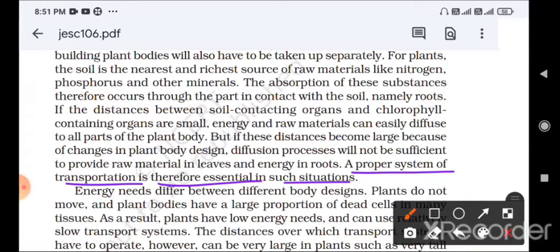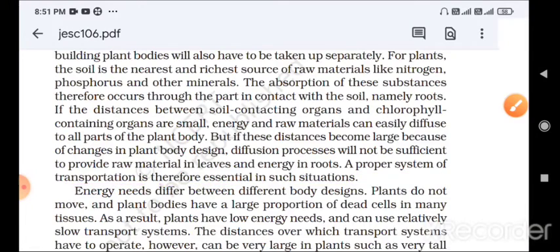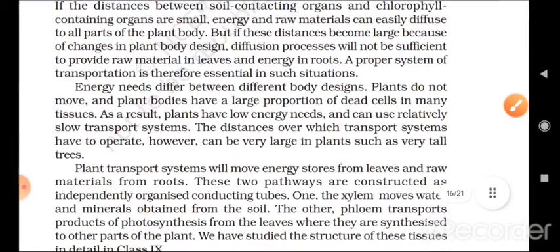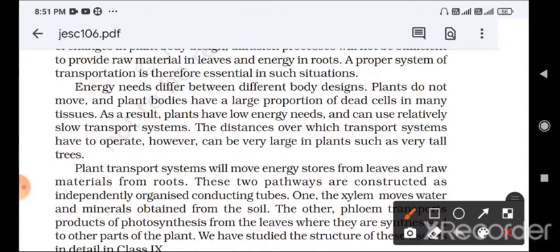At that time the plant has two specialized parts for this purpose. These two specialized parts are known as what? We already studied in ninth class that one is called the xylem, and the other is called the phloem.